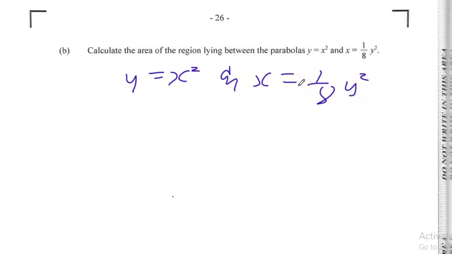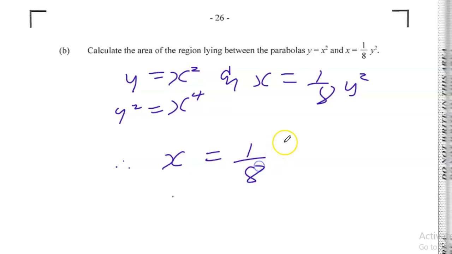We can use substitution. Now, y squared, if y equal x squared, then y squared would be x to the power of 4. Good. So I can replace this y squared with x to the power of 4. So therefore, x equal to 1/8.